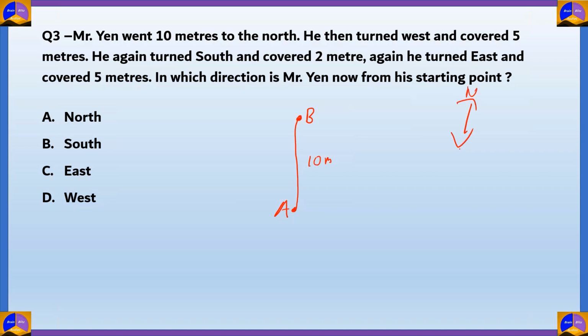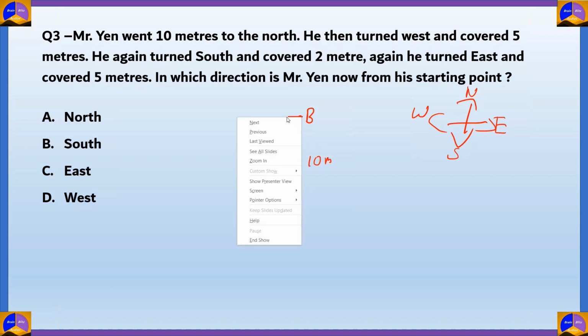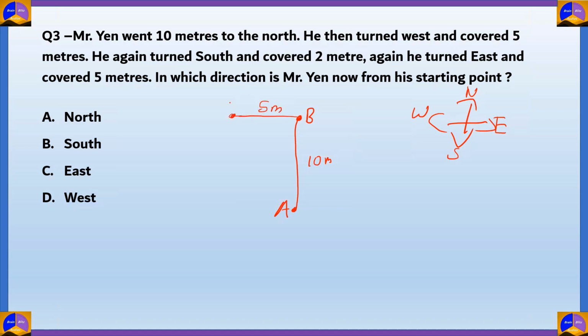He then turned west. So west means to the left. So he turned to the left and covered 5 meters. This will be 5 meters. And the ending point, we'll call it point C.